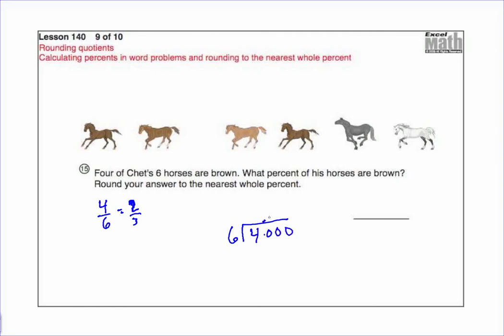4.000. Decimal point straight up. 6 times 6 is 36. And that's a remainder of 4, right? 6 goes into 40 again. 6 times, that's 36. Remainder of 4, 6 times again. So we have rounded off 67% of his horses are brown.